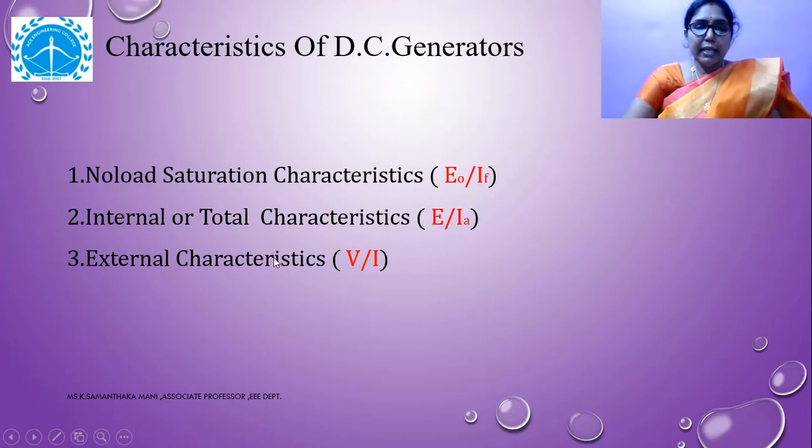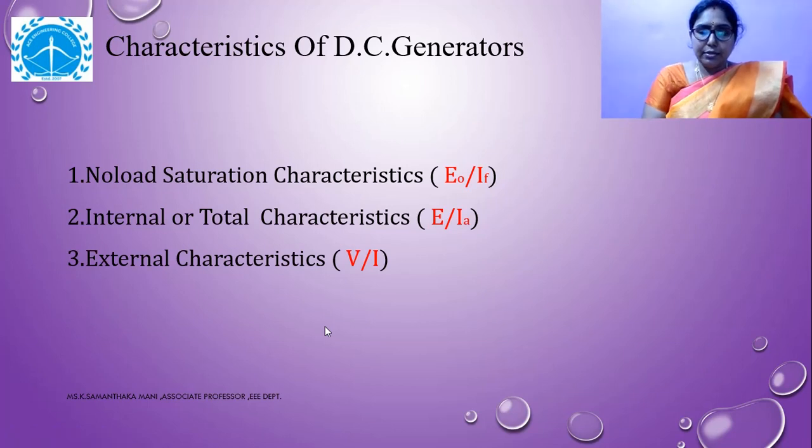Coming to the external characteristics, they are drawn between the terminal voltage and the load current. Finally, where we get the output from the DC generator, there we draw the characteristics between the terminal voltage and the corresponding load current. Depending upon the time, I would like to explain the characteristics of the DC generators here. First, we'll start with the no load saturation characteristics.